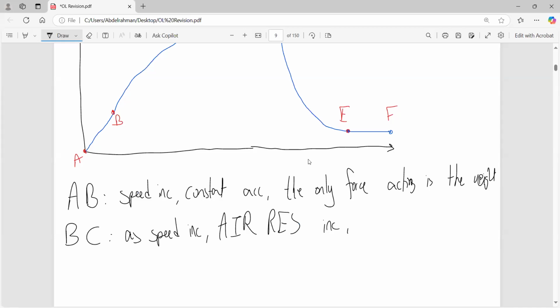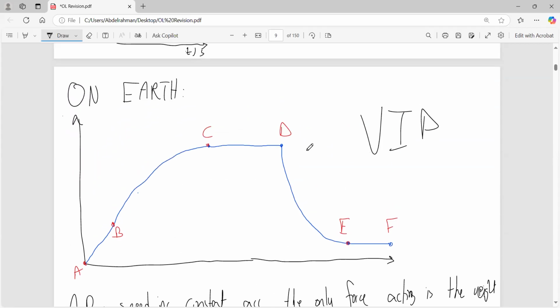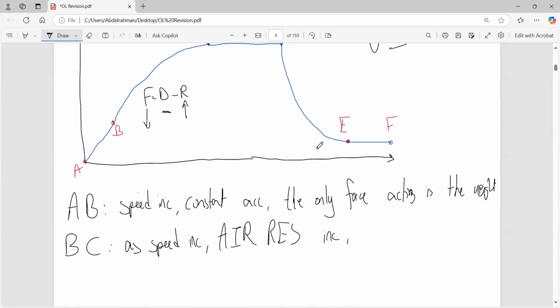When I find the resultant force, F equals D minus R, you'd find that the resultant force keeps on decreasing. Let me write it down again: F equals D minus R. As the resistive force keeps on increasing, the driving force is constant. As the resistive force increases, what happens to the resultant force? The resultant force decreases.